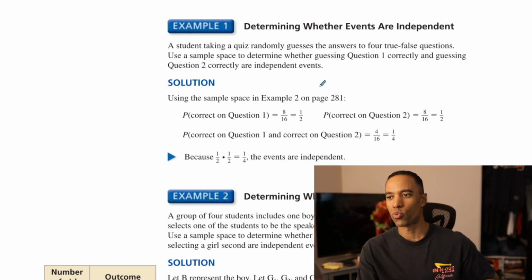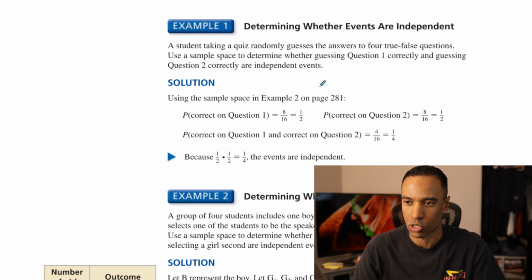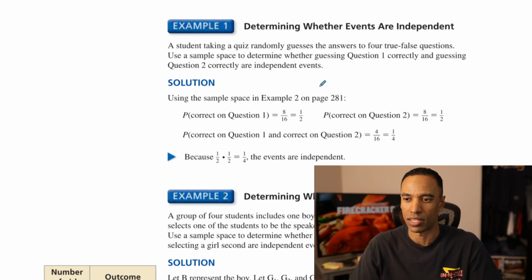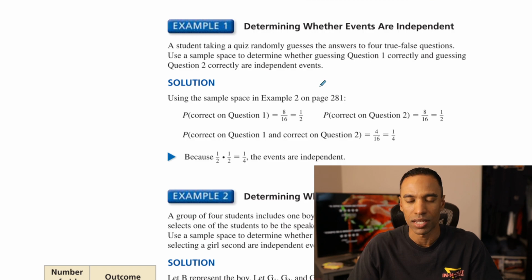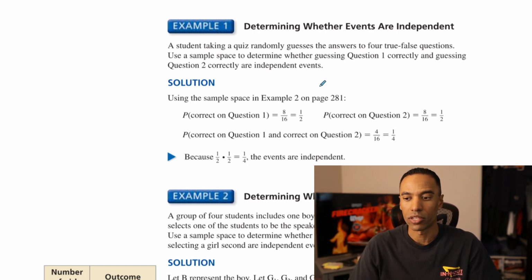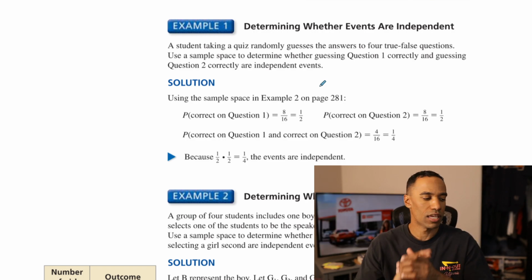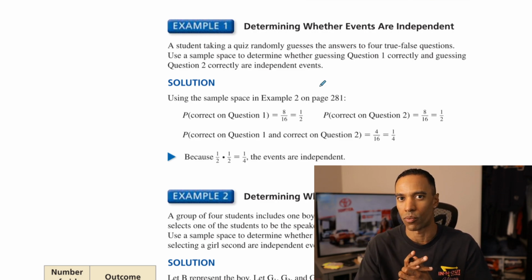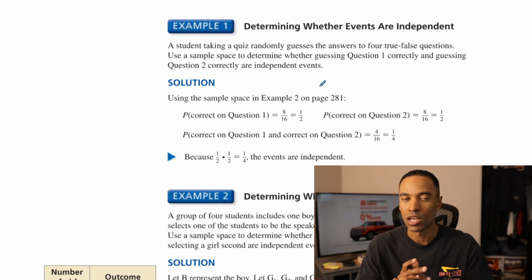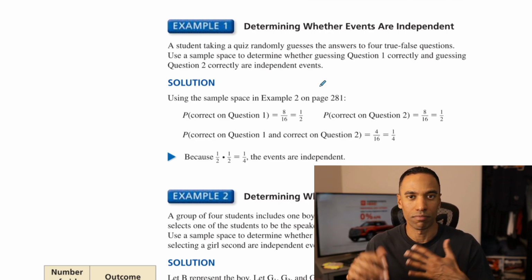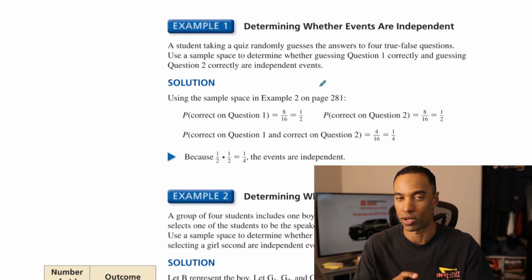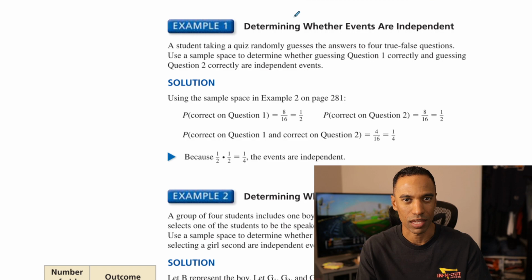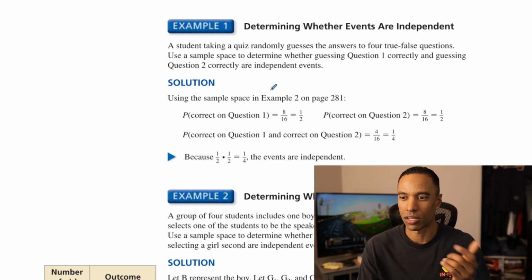A student taking a quiz randomly guesses the answers to 4 true-false questions. Use a sample space to determine whether guessing question 1 correctly and guessing question 2 correctly are independent events. That means, and what they're stating here is, does the probability of answering question 2 correctly depend on whether you got question 1 correct? Does it depend on that? I want you to think that for yourself to begin with. But let's go ahead and take a look.